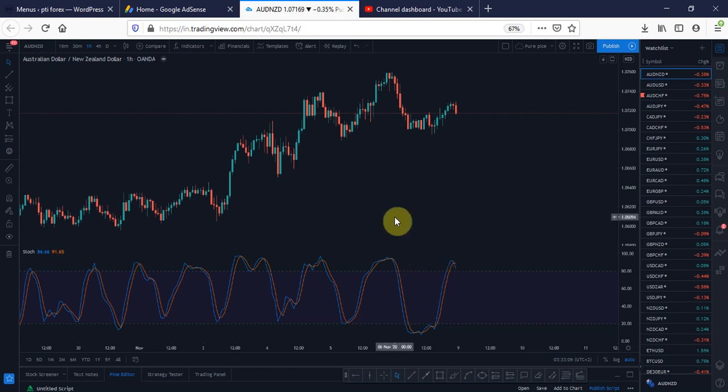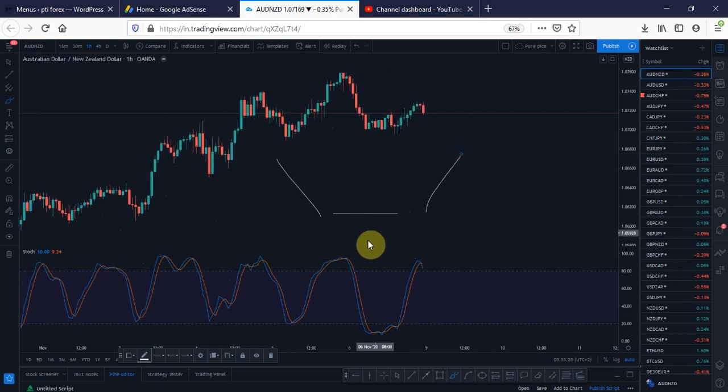So I'm going to be sharing with you how to use the stochastic oscillator in trading forex. What you need to understand is that firstly we have three different kinds of market move. We have a downtrend, we have a range, and then we have an uptrend. So I'm going to be sharing how to apply this indicator on these three scenarios.